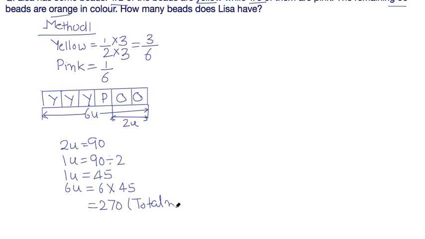That's the total number of beads. Okay, now that's our method 1. That's what we call the model method. We can find it using another method as well. So let's call it method 2. Okay, so I'm going to show you another method.